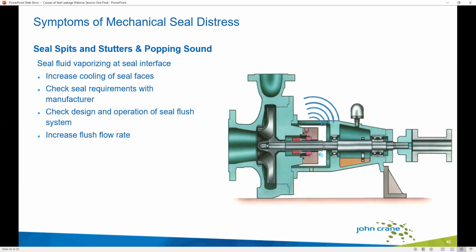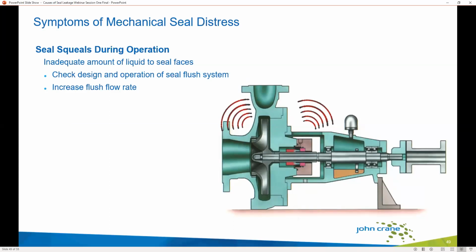If we keep the seal faces cooler, we keep that fluid between them cooler, and we decrease the chance of vaporization. We'd also want to go through and check our seal flush system. We'll talk in greater detail later about some of the troubleshooting that's involved with seal support systems and their various kinds. But if we have a flush being supplied to the seal, we want to make sure that it's operating correctly and we're getting enough flushing and cooling to the seals. And if we find that it's not, it might be a simple fix of just increasing the flow rate if we determine that it is too low.